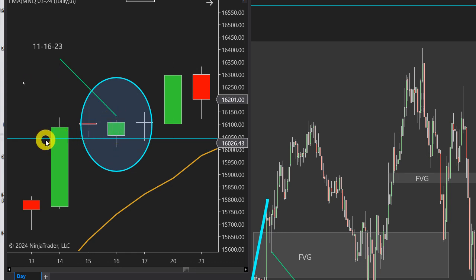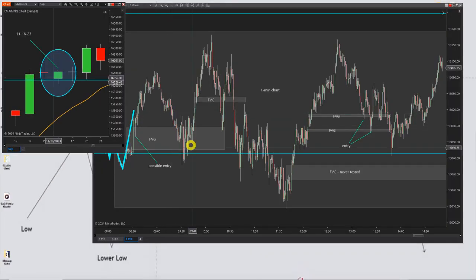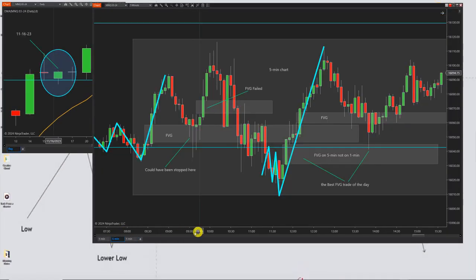How can we use the breaker block strategies with the fair value gaps and the low of the previous day together to find relatively high probability trades? Okay, so that's what I'm trying to do here. So let's back out a little bit. Let's go to the 5-minute chart. I'm only using the 5-minute and the 1-minute chart.